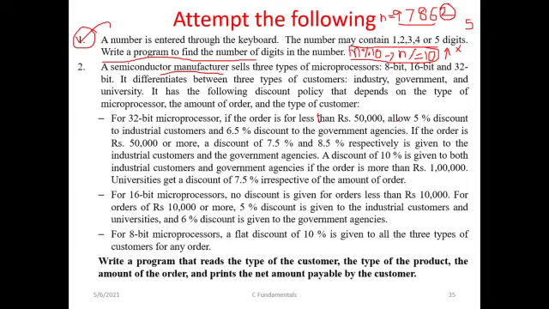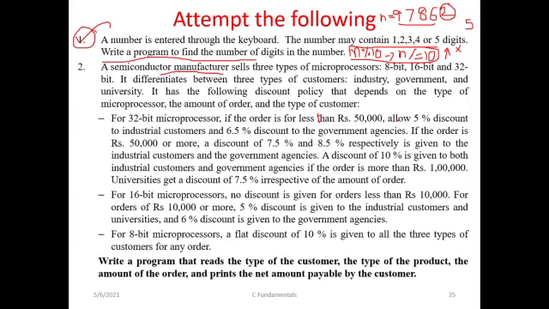Okay, so these are the conditions given. We have to see everything as an if statement. If the microprocessor type is 32 and the amount value, that is the order value, needs to be checked, and based on that you have to get your answer. That is, you have to print the discount value.